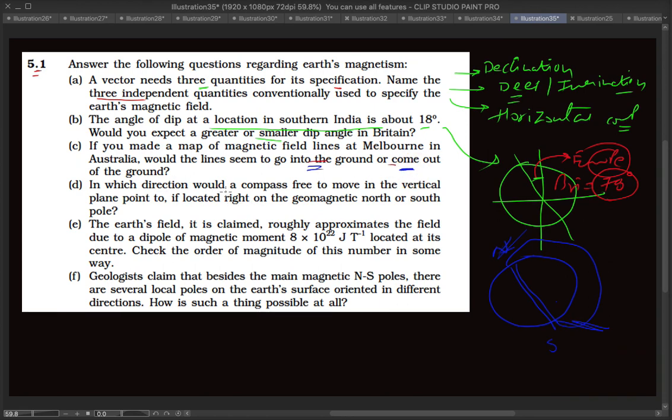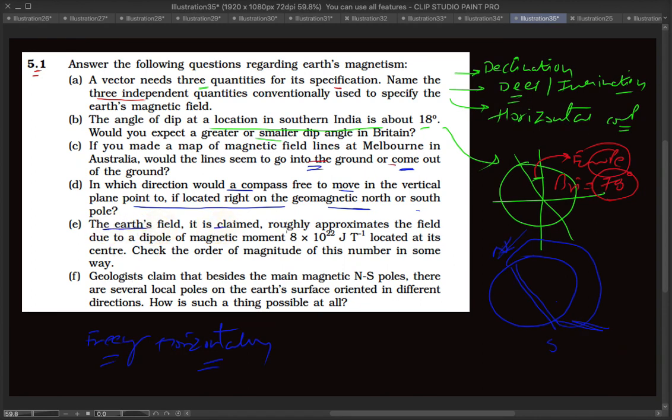In which direction would a compass free to move in the vertical plane point, if located right in the geomagnetic north or south? Whenever you put a magnet, it moves freely first of all, and that is called moving freely horizontally. So this is the very initial thing. Whenever you put your compass box in a vertical plane, it is moving horizontally.